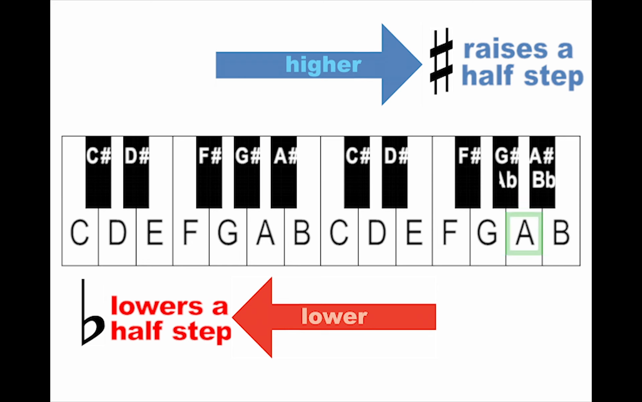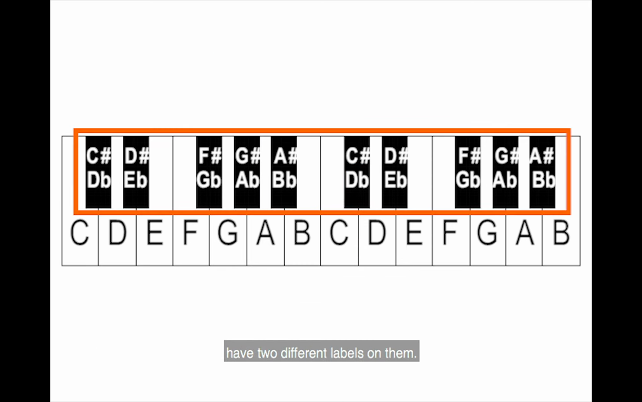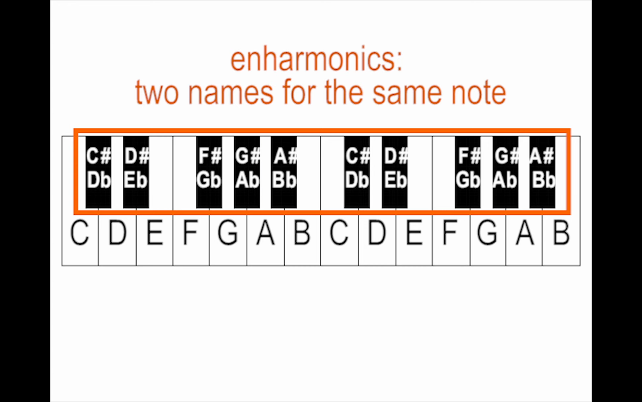Here's A. Lowering a half step, A flat. G. Lowered a half step, G flat. E. Lowered a half step, E flat. D. Lowered a half step, D flat. Notice that all the black keys here have two different labels on them. This is what we call enharmonics.